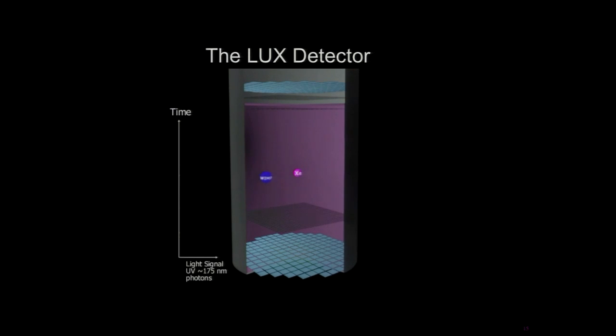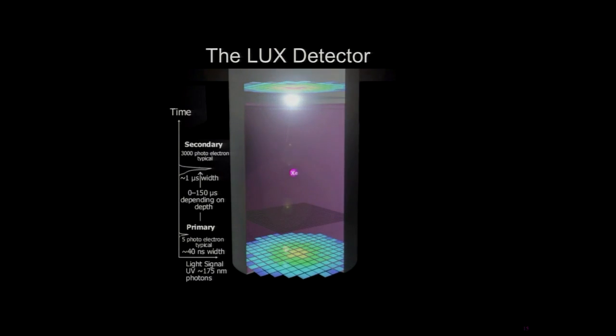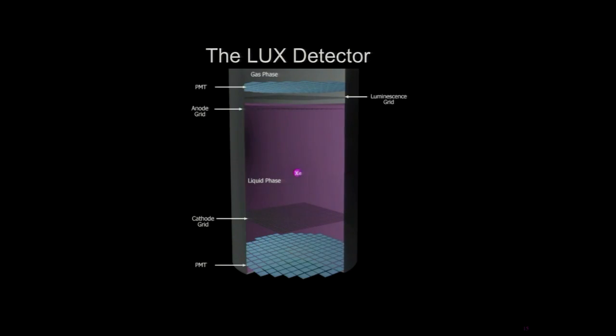In our case, it's liquefied xenon gas. And the WIMP comes and it strikes a xenon atom. And xenon is a material that has a flash of light when it's struck like this. And we saw the light. And then electrons are ripped off of atoms, and they're pulled up out of the liquid, and you get a second flash of light.